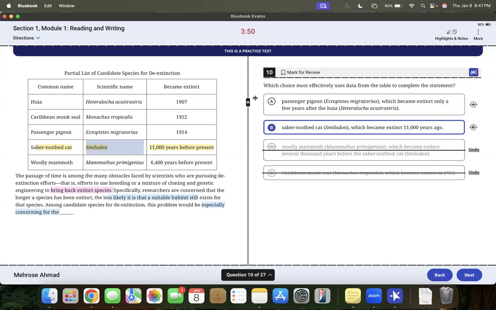A, passenger pigeon. All right, again, fact checked, passenger pigeon. This is the correct species, 1914, and became extinct only a few years after the Heath Hen, which became extinct in 1907. So that is factually correct. It is factually correct that the passenger pigeon was extinct 7 years after the other species, but does that match what the question is saying? No, because you want to find the oldest species. So B makes the most sense.